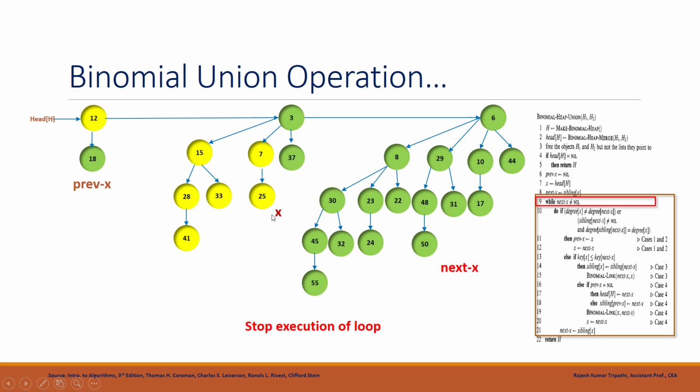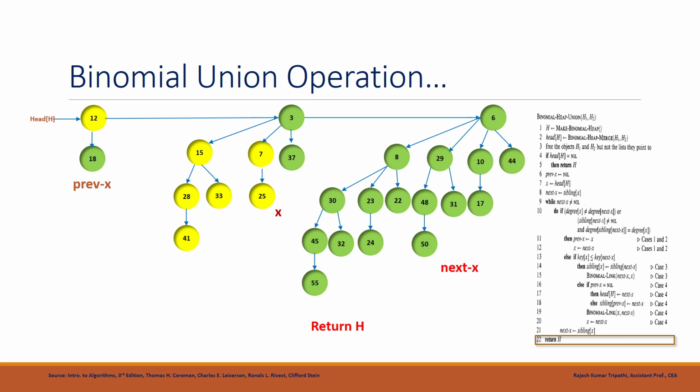And again you come back here. Next x not equal to nil? Here next x is nil because after 6 there is nothing, no element. So now we will stop the process and we have completed the binomial union operation with the help of the algorithm. I hope that you understood it in a better way with the help of the algorithm. And finally you will return h. This heap pointer will be returned, and that will represent the binomial heap. So now it is perfectly the binomial heap.